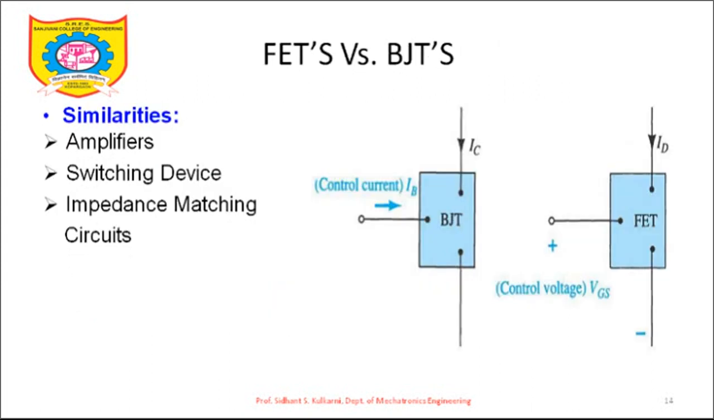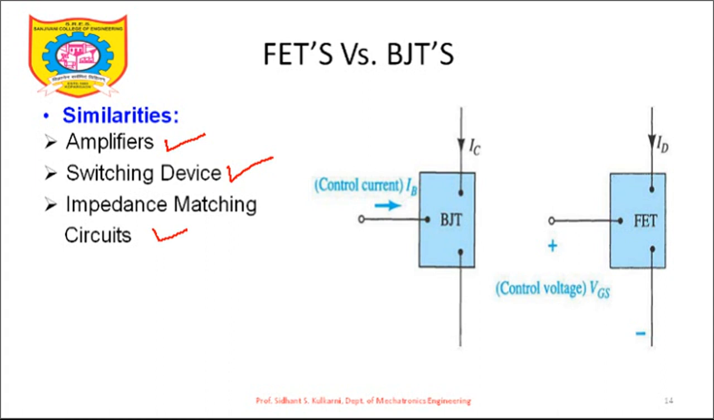Then what do you mean by FET? Now your actual syllabus starts from this point onwards. So FET, field effect transistor versus BJT. Now if I want to make a comparison, so FETs and BJTs, both of them, what are the similarities in FETs and BJTs? Both can be used for the amplification purpose, both can be used as a switching device, and they can be used for impedance matching circuit. So these three similarities we can observe.